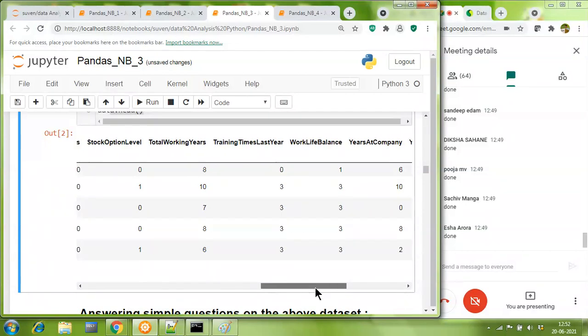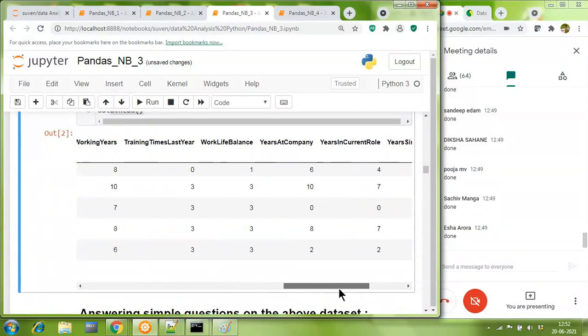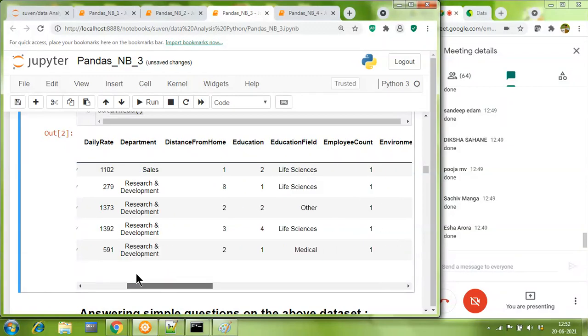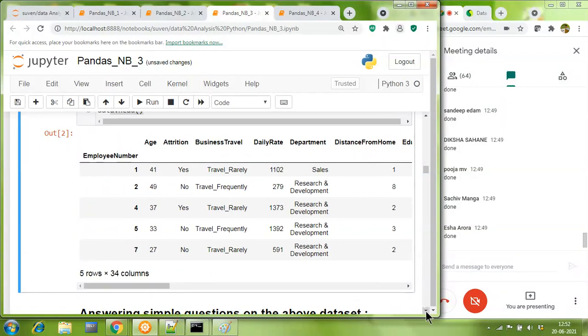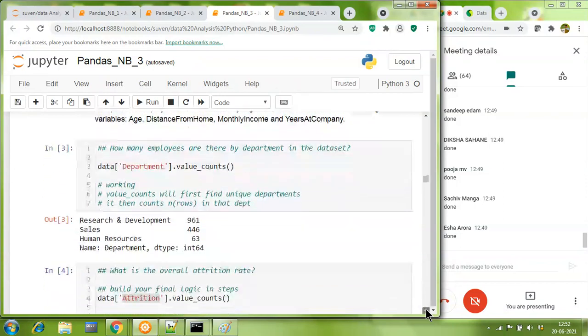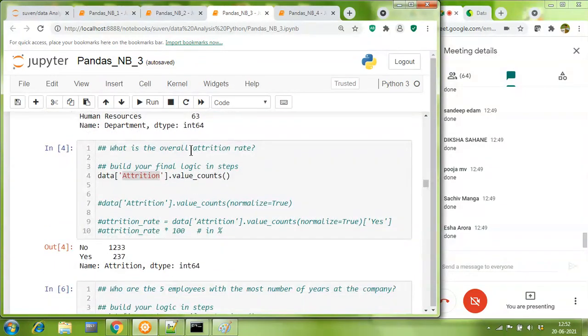I've got so much other information. Okay, this information seems to be important: how long have you worked at the given company? So years at company 6 means you worked for 6 years in that same respective company. Total work experience could be 10 years, but the current company you're working for is 6 years, and so forth. So this is the kind of information you have. Under the attrition column, you have two values, yes and no. So the question is, we need to find what is the overall attrition rate.